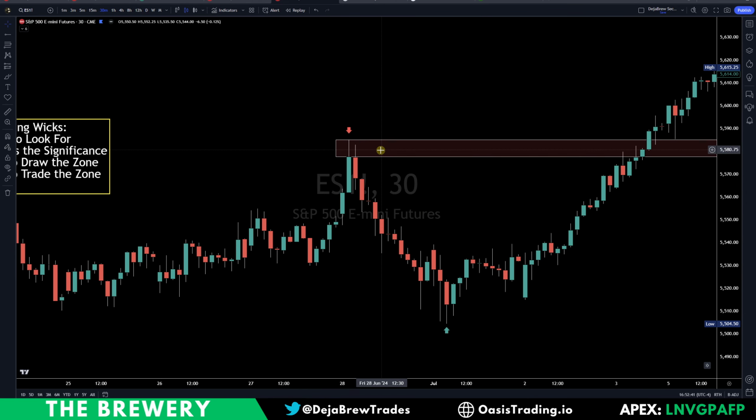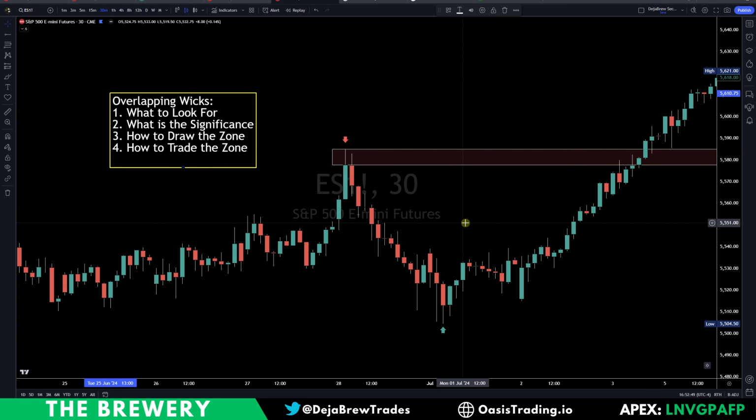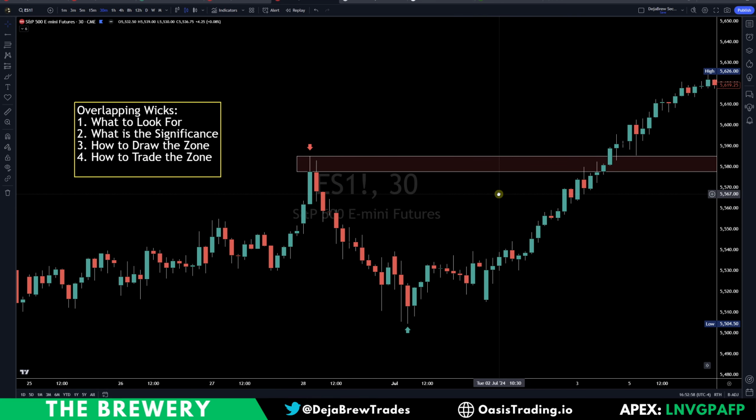So this one is a very long-winded example, and this is an example of the zone being broken and how you can use it for momentum. These zones are not always going to be reversal zones. They can also be momentum zones. So how do we use these for momentum trades?